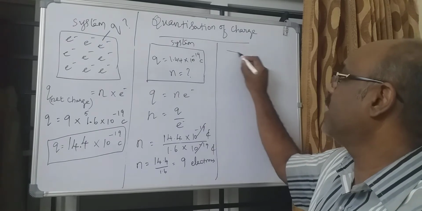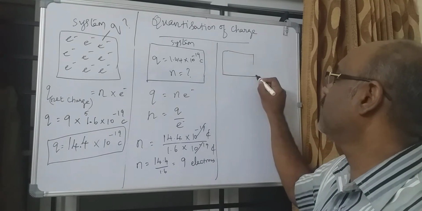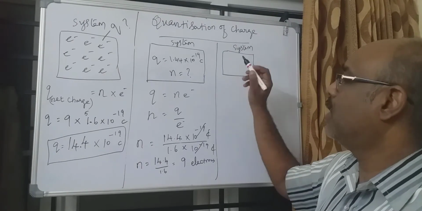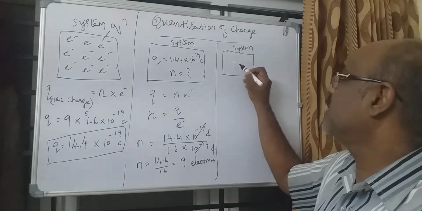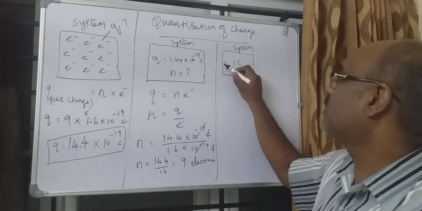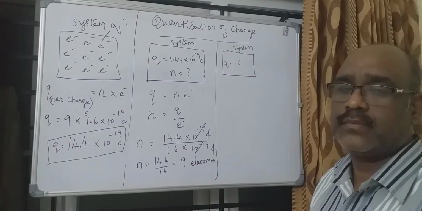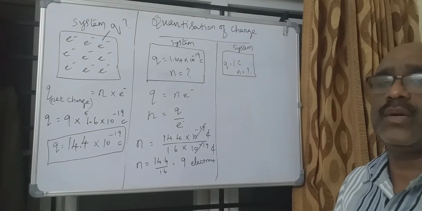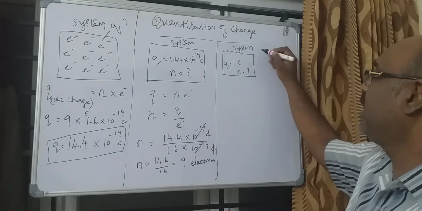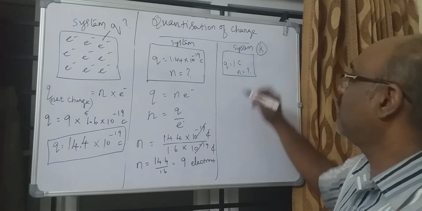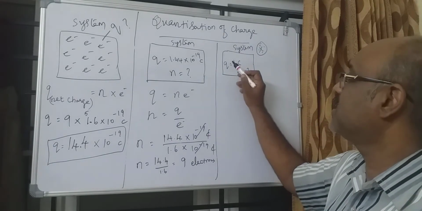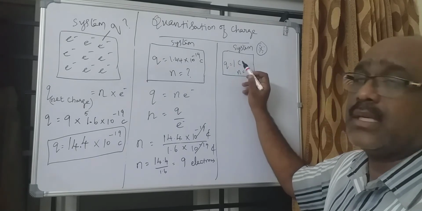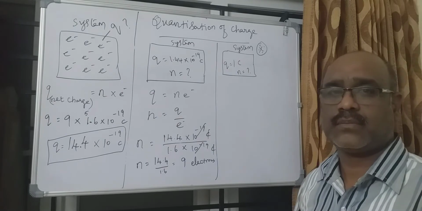Let us now find, in this system, how many electrons are present in 1 coulomb of charge. Now the net charge given is 1 coulomb. In this, how many electrons are present? That is what we are going to find. So, a very frequently asked question: calculate the number of electrons present in 1 coulomb of charge.